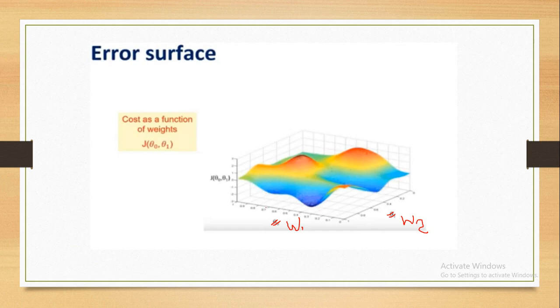अगर मैं वेट को प्लॉट करूं, like this is my first weight W1, this is my second weight W2, और j को इग्नोर करके आप ऐसा बोले that is nothing but a cost function. This is actually J of theta 0, theta 1. So just consider this is nothing but a cost function with actually W1 and W2.